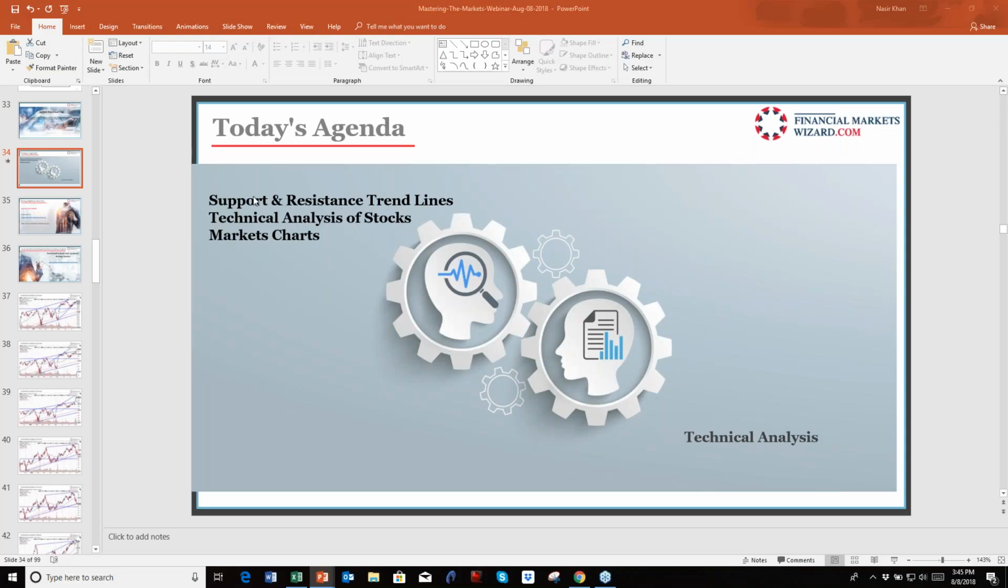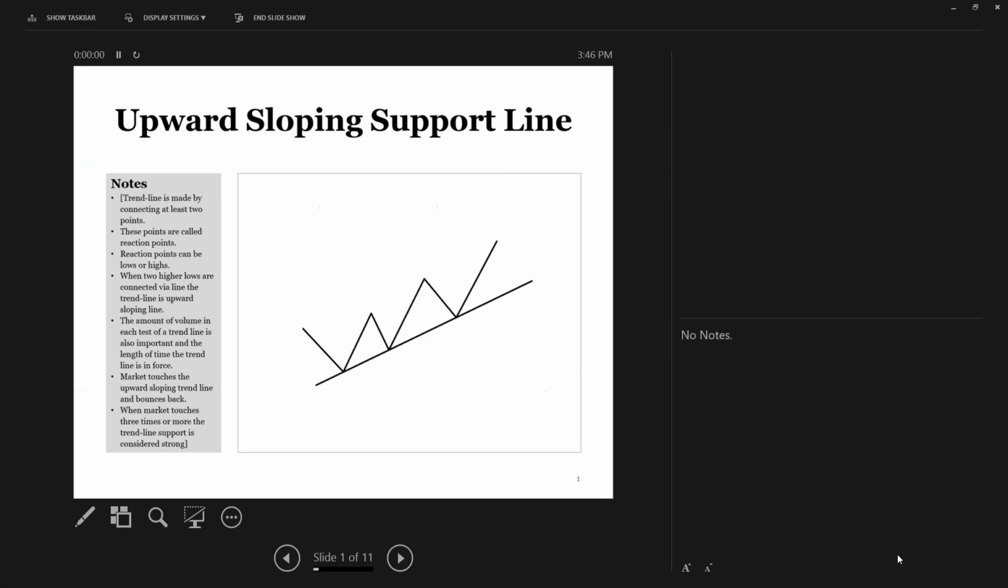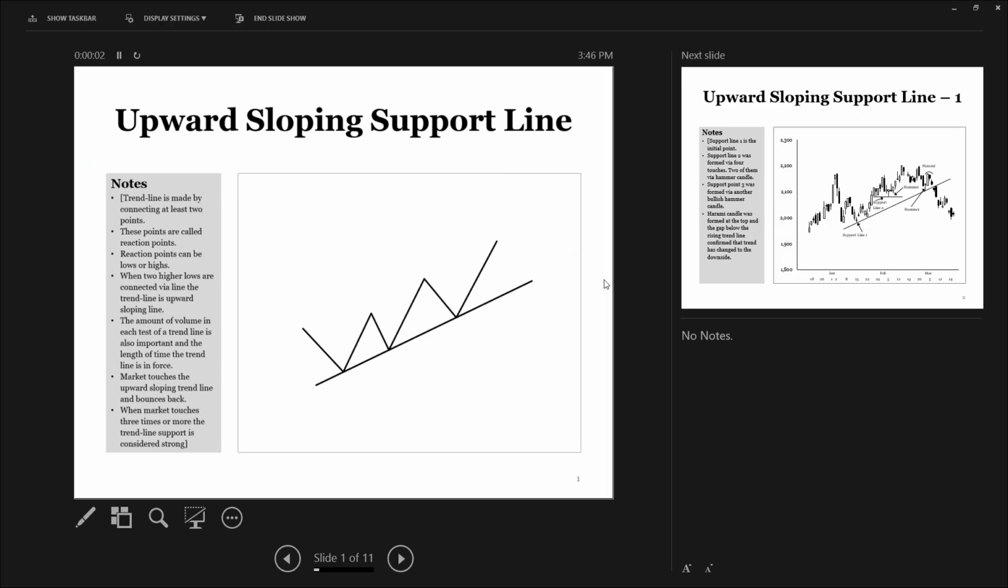So today's session is about support and resistance trend lines. Based on these trend lines, I'll show you the charts. Okay, so let's begin this little topic.